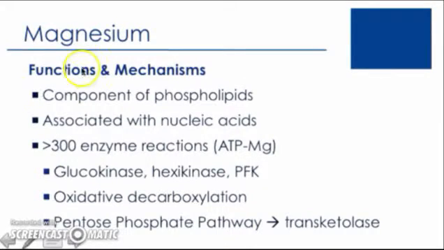Here we see additional functions and mechanisms of magnesium. It is involved as a component of phospholipids, also associated with nucleic acid, and it is involved in over 300 enzyme reactions as part of this ATP magnesium complex. For reactions catalyzed by glucokinase, hexokinase, and PFK, we see the formation of this ATP magnesium complex. Also in oxidative decarboxylation, in the pentose phosphate pathway, and the enzyme transketolase.